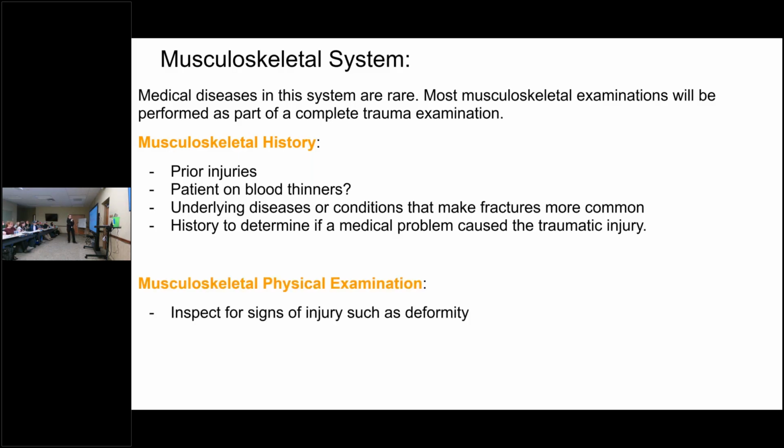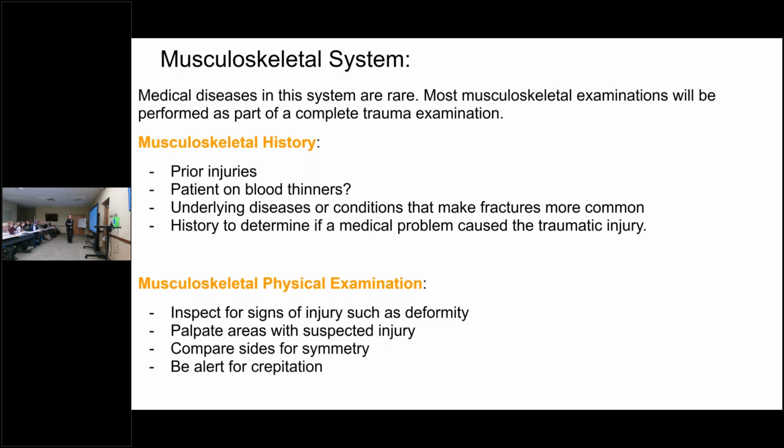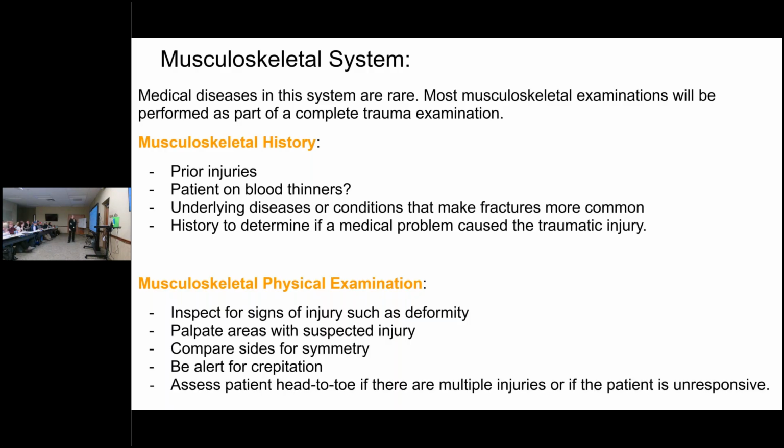So in the physical exam, we want to inspect for signs of injury, such as deformity. In the C-spine, we talked about that step off, crepitus, things like that. We want to palpate areas with suspected injury, compare sides for symmetry. And we just talked about crepitation, so there's that. And then in traumas, we want to assess our patient head to toe if there's multiple injuries or if the patient's unresponsive and we don't know why.